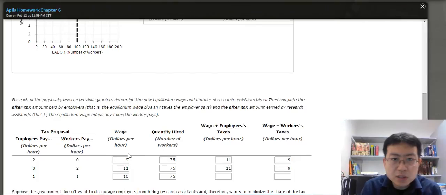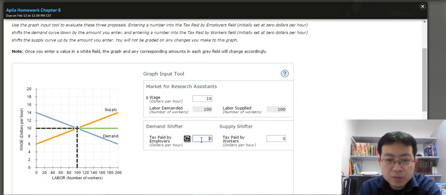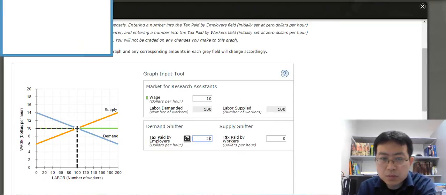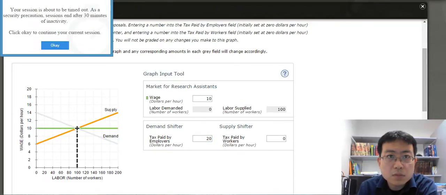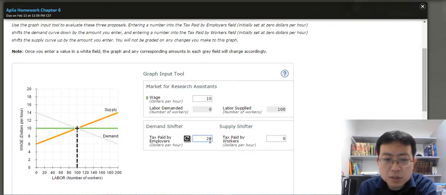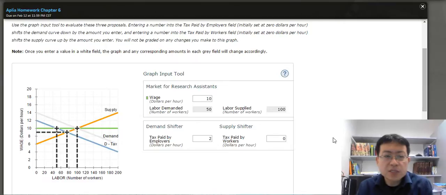So we first start with a $2 tax levy on the employer, and then a $0 tax levy on workers. So what you want to do is go over here and put in 2. So this one is 2, and this one is 0. So this is the first case.